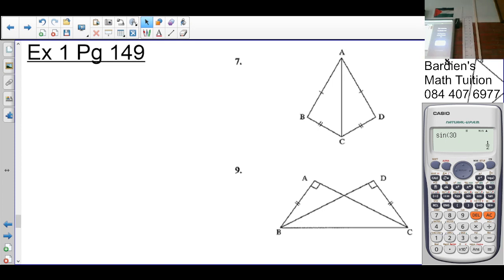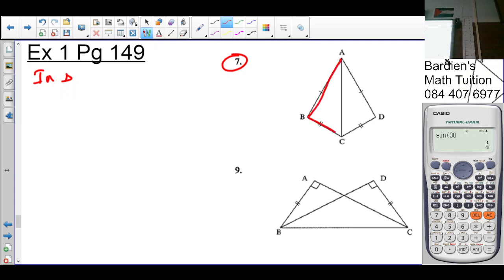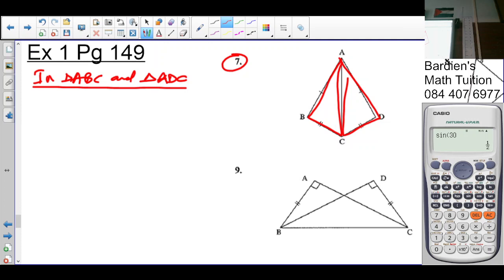Right. So let's look at number 7. In number 7, again we must prove that these two triangles are congruent. Alright. So which are the two triangles? It's triangle ABC and triangle ADC. Why am I going in that order? Because of the angles of the sides that would be equal.